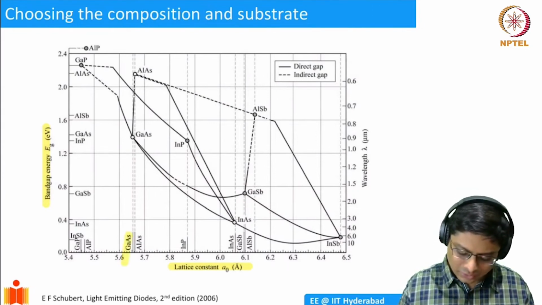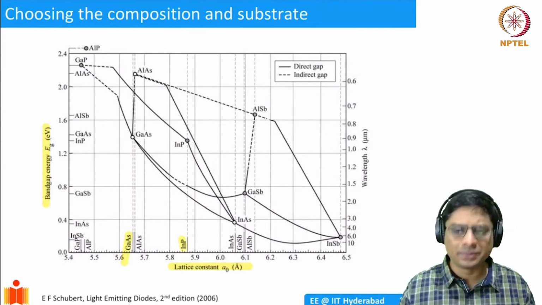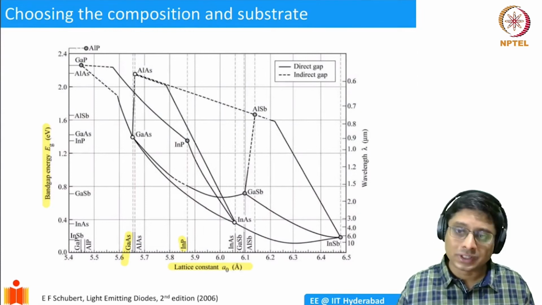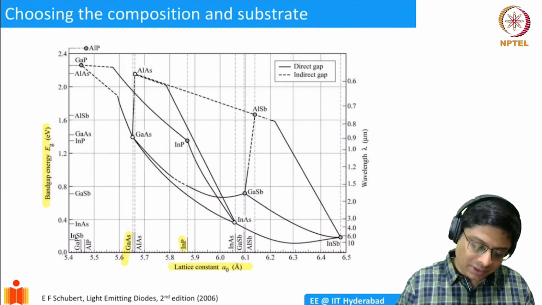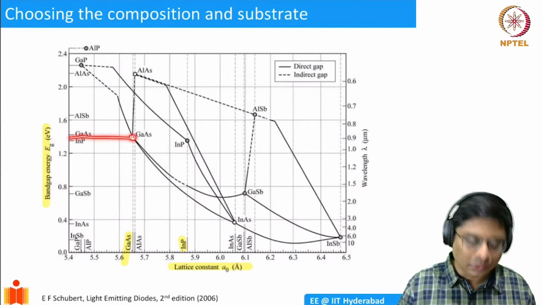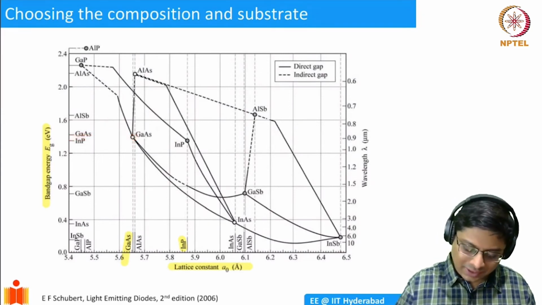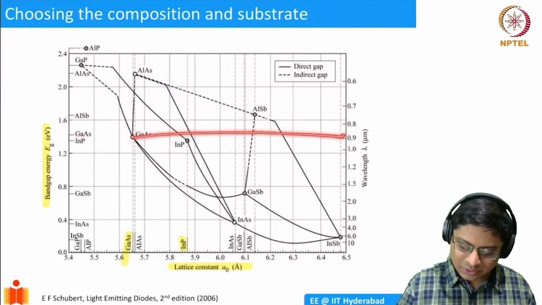Now there are various materials on the x-axis here. Gallium arsenide has a lattice constant of 5.65. Indium phosphide has 5.85 angstroms, and so on. There are 6 to 7 materials here which have their lattice constants. And what are their band gaps? The band gaps are given in the dot here. So for example, gallium arsenide has a band gap of 1.42 eV. The corresponding wavelength is given on the right side.